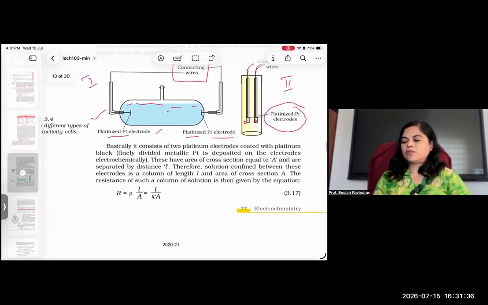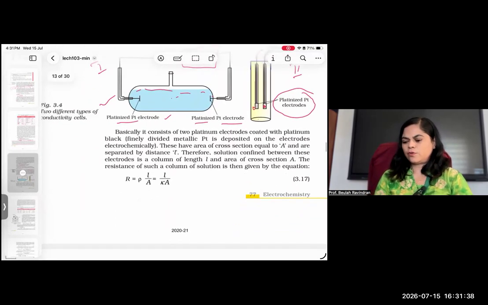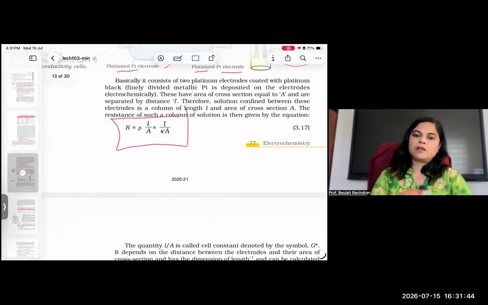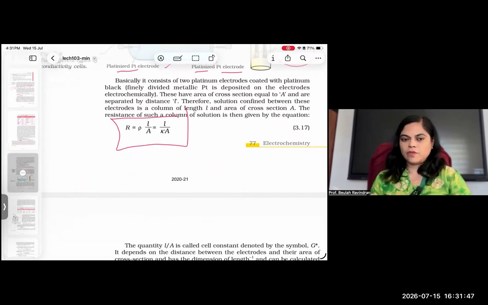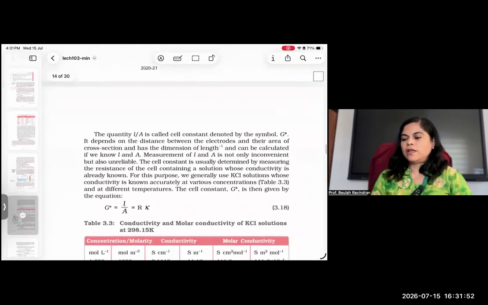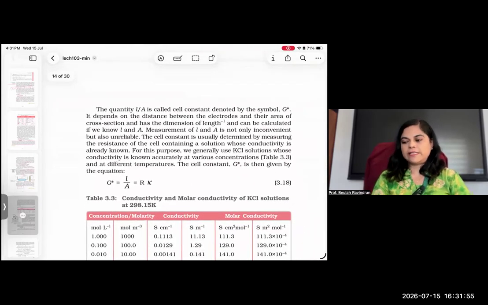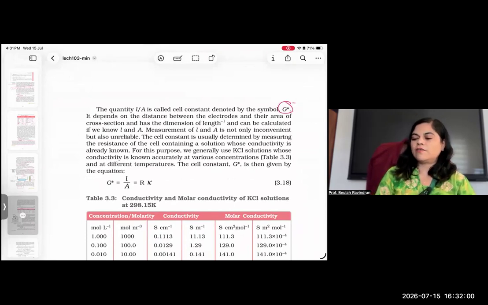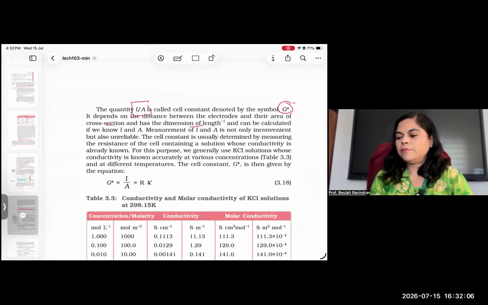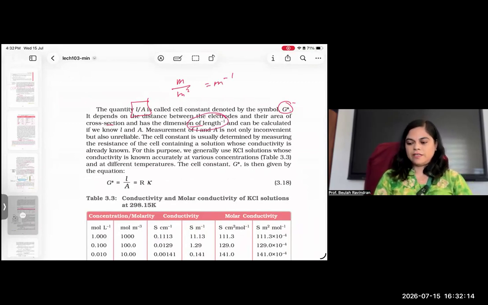Basically it consists of two platinum electrodes. So R is equal to rho L by A. You know, R is taken as 1 by kappa, or kappa is taken as 1 by rho. Conductivity and resistivity are inversely proportional. And the quantity L by A is called the cell constant, denoted by the symbol G star. It depends on the distance between the electrodes and their area of cross section, and its dimension is length inverse. If it is L by A, meter by meter square, so it is meter inverse.